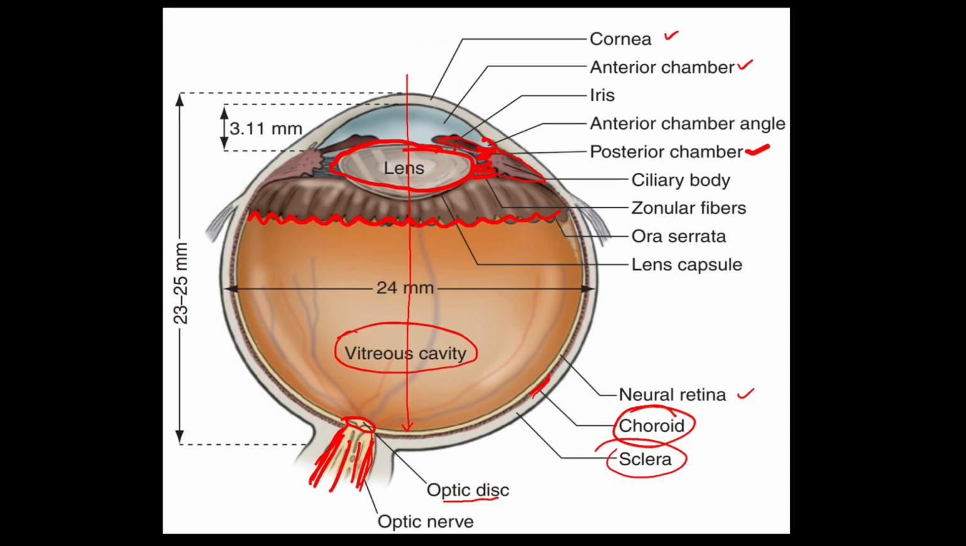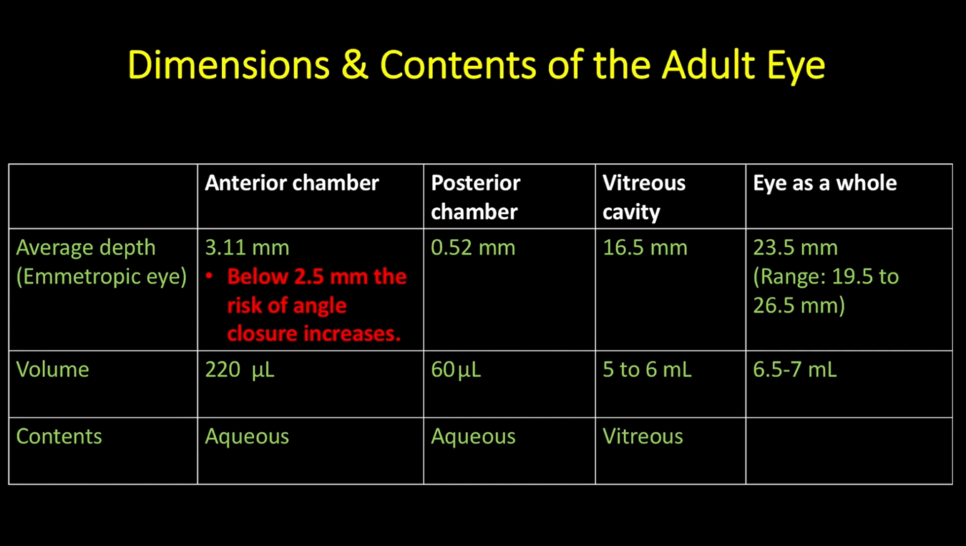Now we will read the dimensions. Here, the anterior chamber depth is 3.11 mm. If it becomes less than 2.5 mm, the risk of angle closure glaucoma is more. Then the anteroposterior length of the eyeball is 23 to 25 millimeters. The transverse length is 24 mm. So here we'll read the dimensions and contents of the adult eyeball.